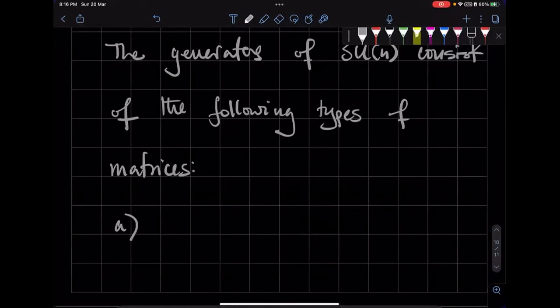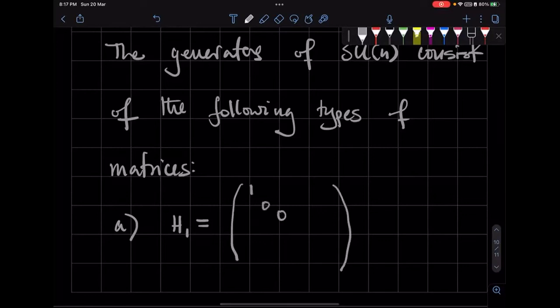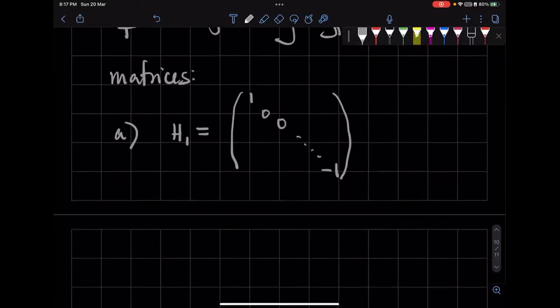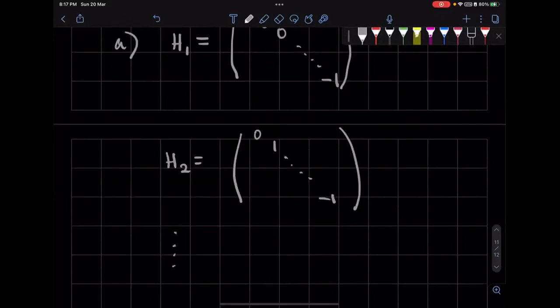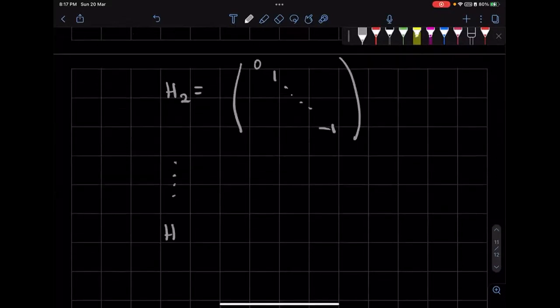So for example, H1. So these are n by n matrices. So this is 1, 0, 0, dot, dot, dot. These are sparse matrices, so everything else that I'm not specifying is 0. So this is H1. Of course, it's Hermitian and it's traceless. H2 is the one where 1 is in the 2, 2 element, okay? And if we are dealing with SU(N), it's clear that we can only go up to H(n minus 1) for this type of matrices.